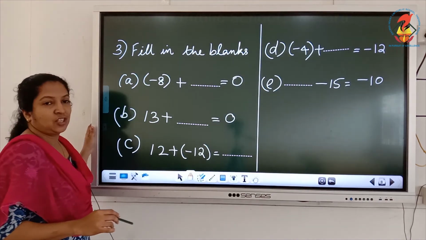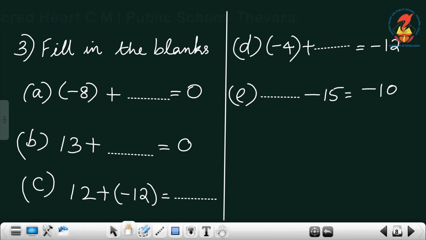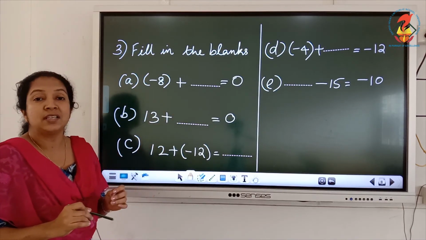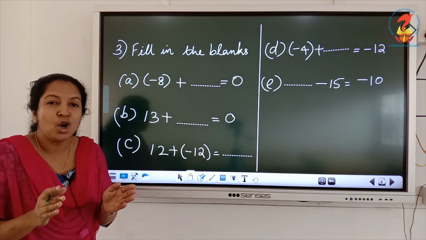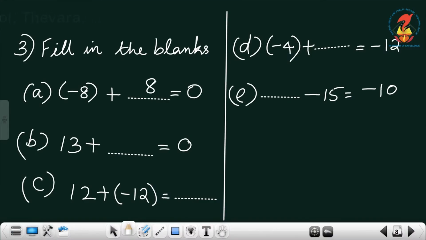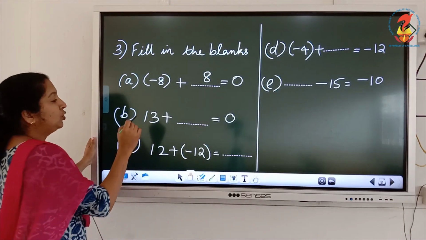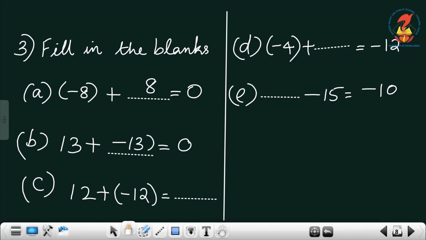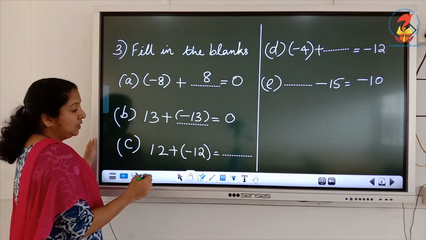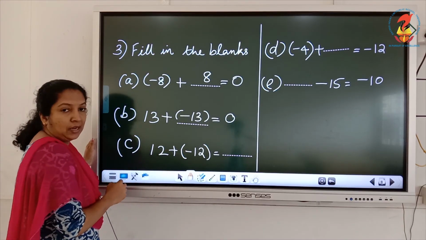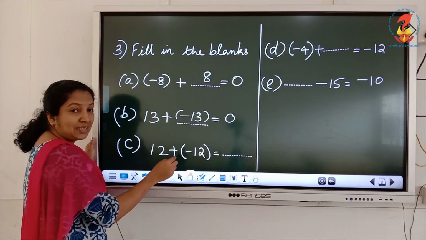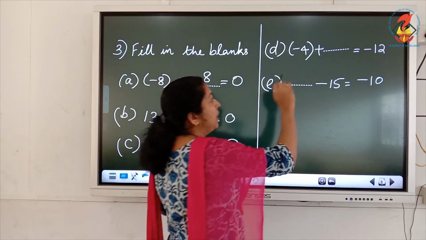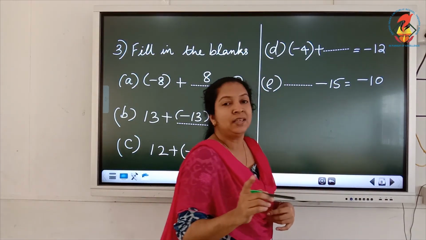Then filling the blanks. Minus 8 plus dash is equal to 0. What you have to add to this to get a 0? Same number of different sign. So, plus 8. Then 13 plus dash is equal to 0. Same number, different sign. It is minus 13. Then what about 12 plus minus 12? Two numbers of different sign but same number. So, answer is 0.